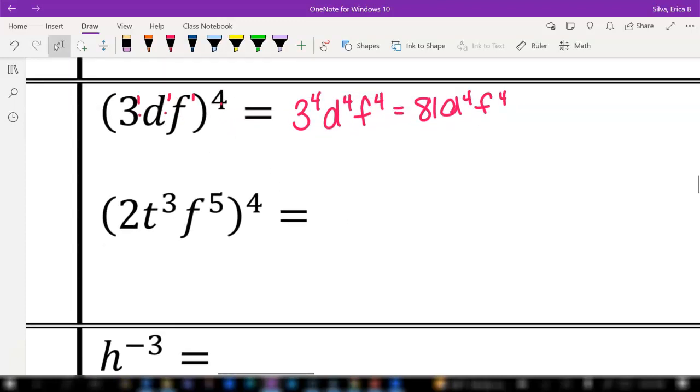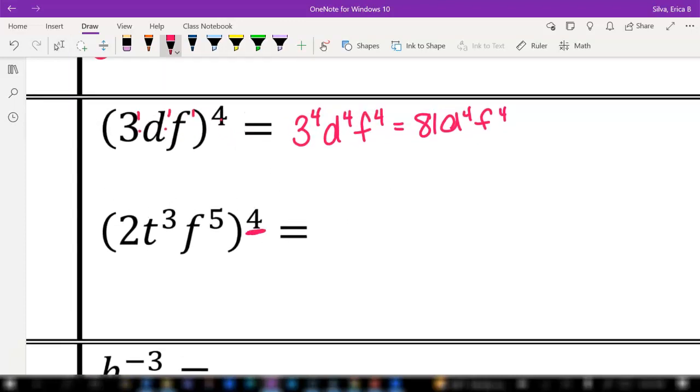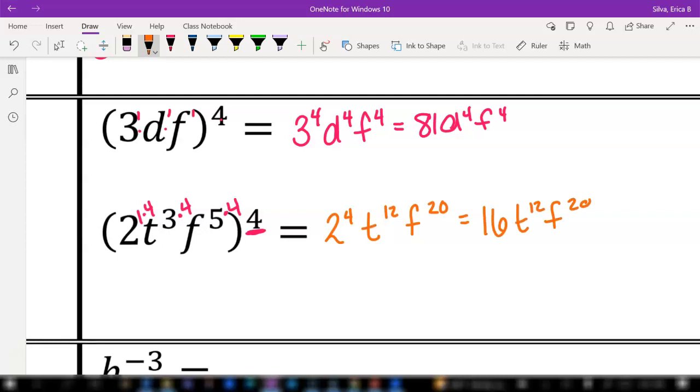Now for the next one, notice how we have the 4 on the outside. So that means we're going to be multiplying 4 times each exponent. And that 2 has an exponent of 1. So it's basically 2 to the power of 4. So let's go ahead and rewrite that. We end up with t to the 12th power, f to the 20th power. And 2 to the 4th power is 16, so we have 16, t to the 12th, f to the 20th.